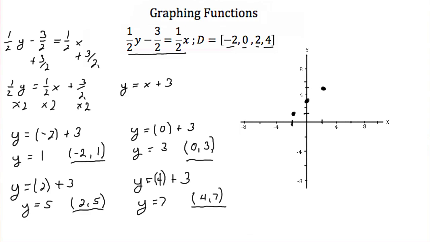And then lastly, 4 and 7. 4 on the x, 7 on the y. And our final point is right there. So that's the graph of y is equal to x plus 3.